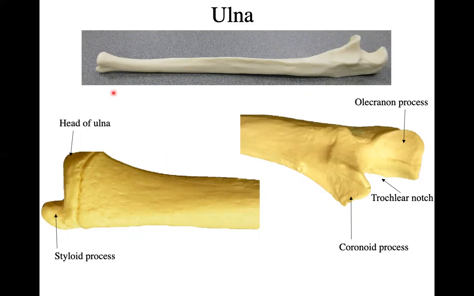On the other end, which is the distal end of the ulna, shown in the zoomed-in version here, you have a small process called the styloid process, which is very similar to the styloid process of the radius, as we'll talk about in just a minute. The other side is referred to as the head of your ulna. So if you're looking at the picture, here is my head and here is my styloid process.